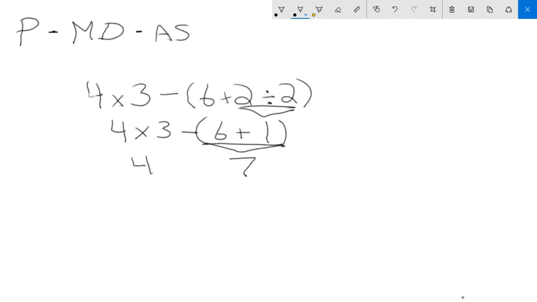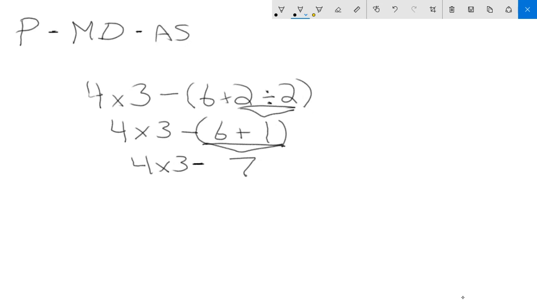So I didn't do anything with the 4, the times, the 3, and I haven't done this subtraction symbol yet. Everything inside the parentheses is done. There's no more operation symbols, so I don't bring the parentheses down. So now I have this expression, 4 times 3 minus 7.